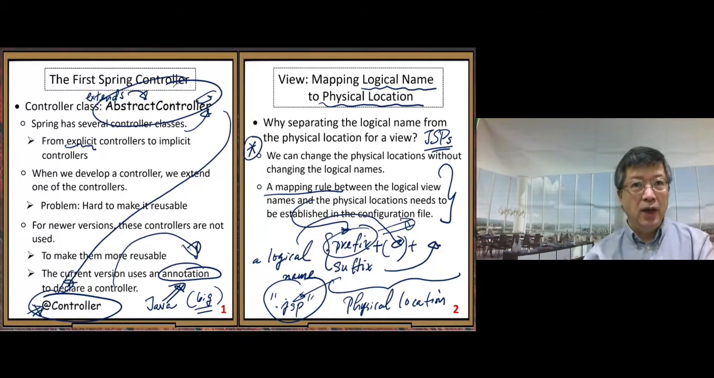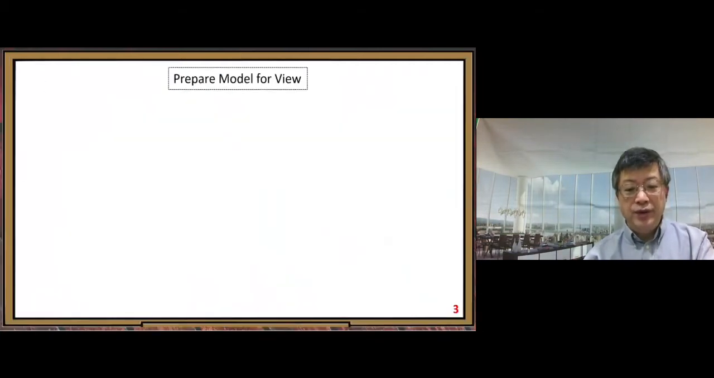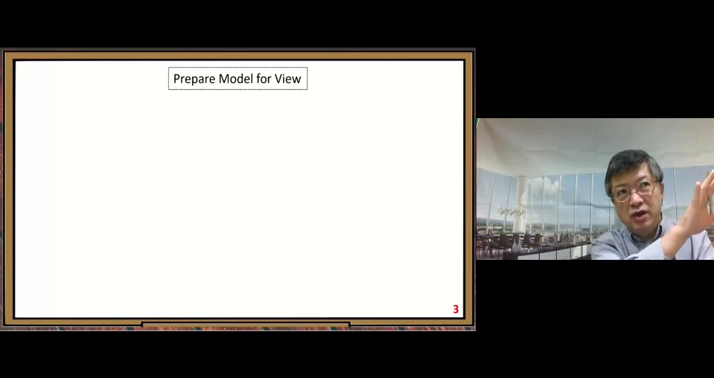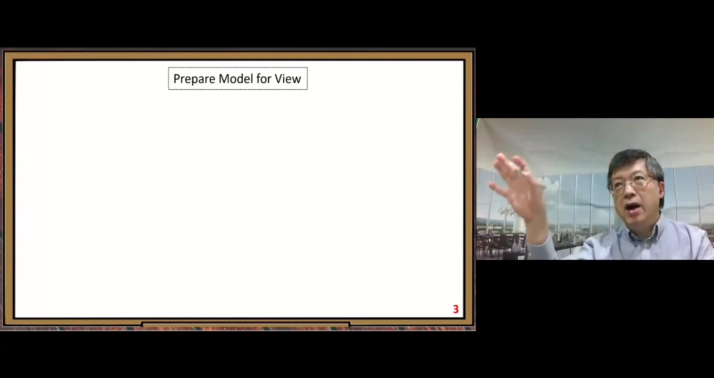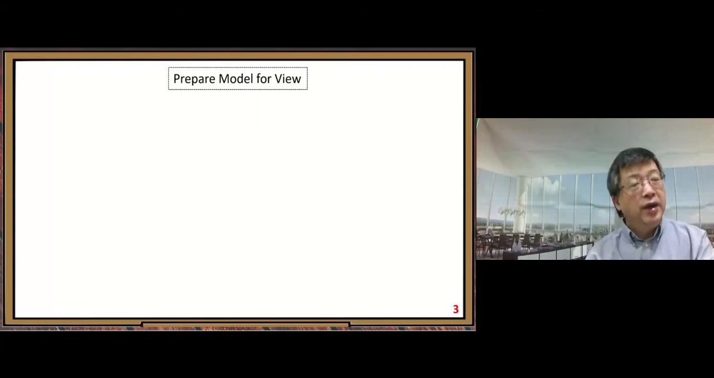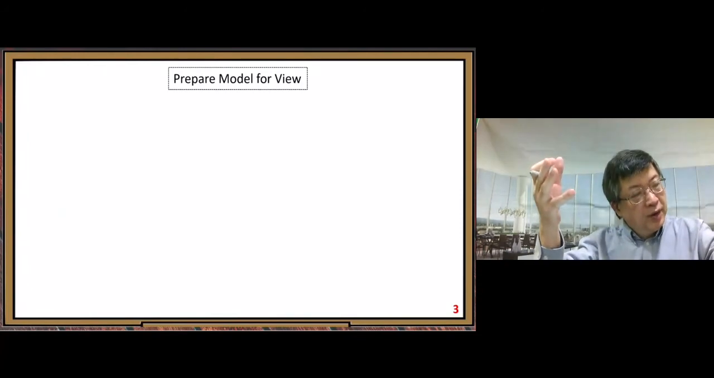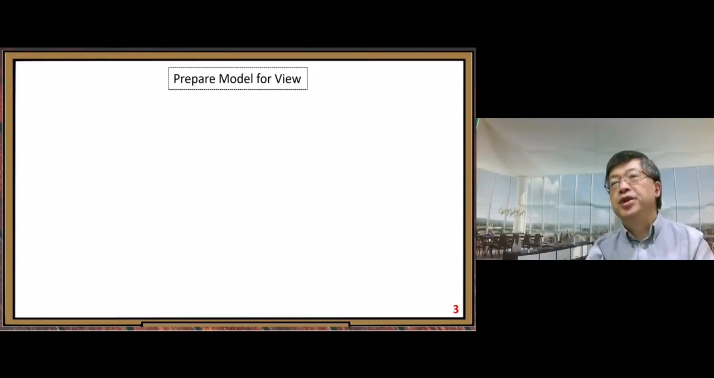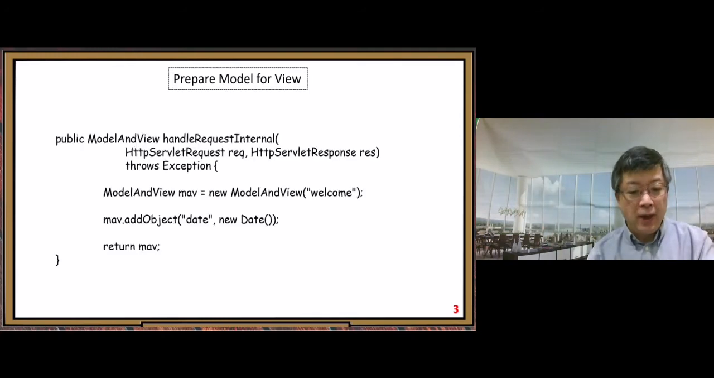All right. So now we want to prepare the model for the view. Model view controller: we just finished the controller part, then the view part, now the model part. In order to use the model data, first we need to prepare it in a controller to be used for a view. So let's start. Here I use this example from our Hello Spring example. This is the simplest controller from the Hello Spring example.